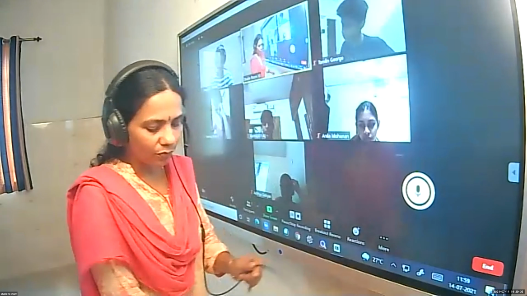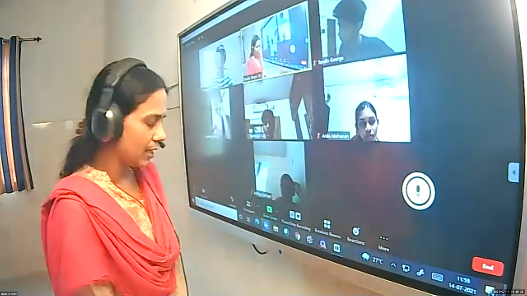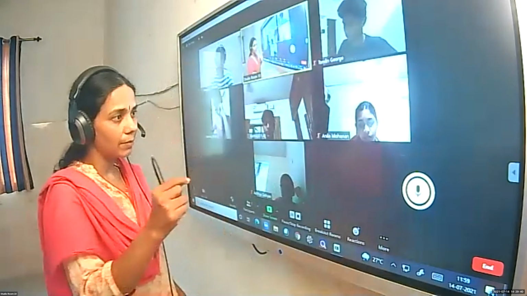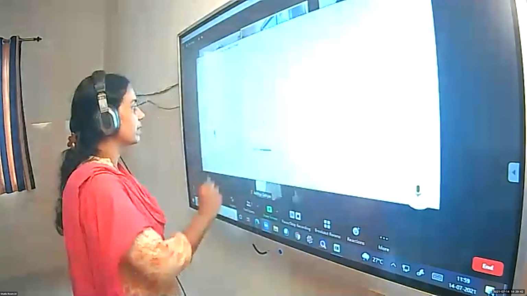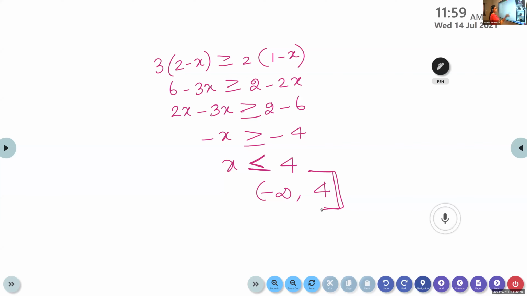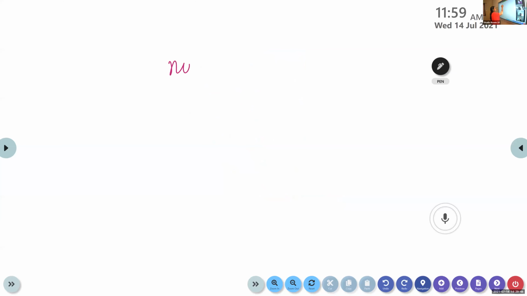Find the pair of consecutive even integers. The question gives a pair of consecutive even integers. So let us take the numbers to be, how will you take the numbers? x and x plus 2.